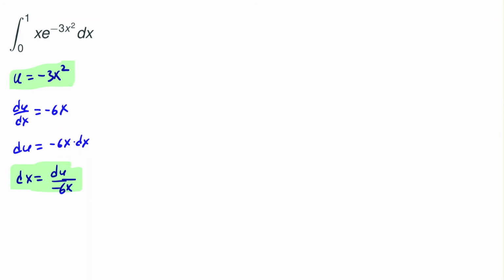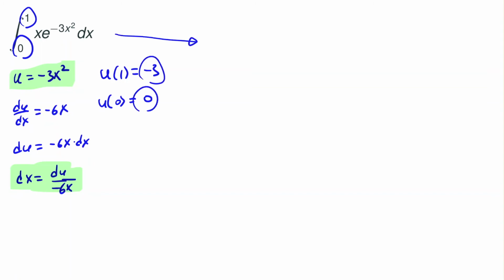But we also need to change the bounds in terms of u. These are for x. So when x is 1, what is the u value? Plug 1 here. We'll get negative 3. When x is 0, what is u? It is also 0. So now this is our new bound. So we also need to plug these two in. So let's plug that right here.